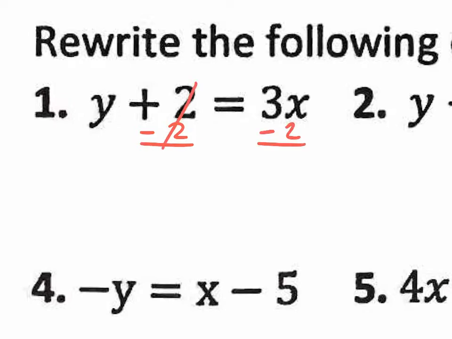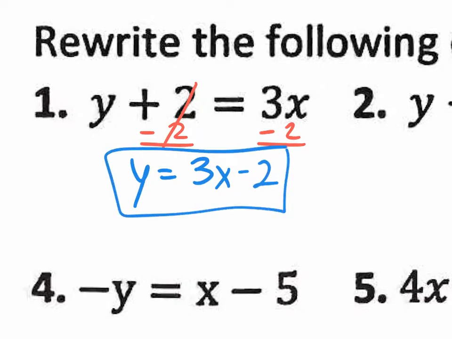Could you actually do 3x take away 2? No, you cannot. They're different terms. You can't combine those terms. You're just going to rewrite it. So what do I have left? I have y equals 3x minus 2. And guess what? This is now in function form. Y is by itself. Is function form complicated? Heck no. It's just a question of solving for y, getting y by itself.